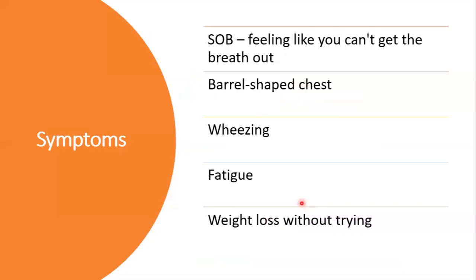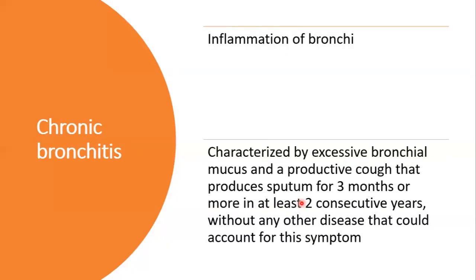Symptoms: shortness of breath. Some people have a barrel-shaped chest, there's wheezing, there's fatigue, and there can be weight loss without trying. For chronic bronchitis, this is a classical definition for chronic bronchitis. It is characterized by excessive bronchial mucus and a productive cough that produces sputum for 3 months or more in at least 2 consecutive years without any other disease that could account for this symptom.